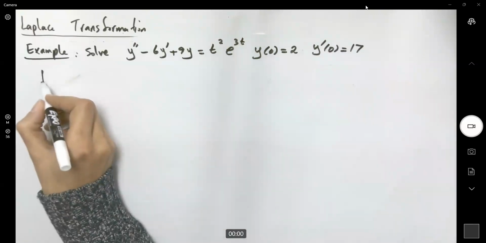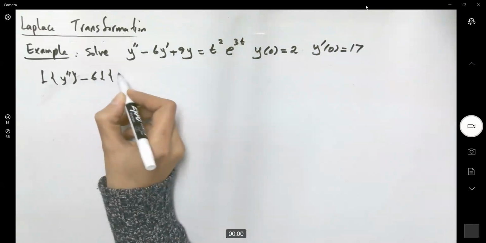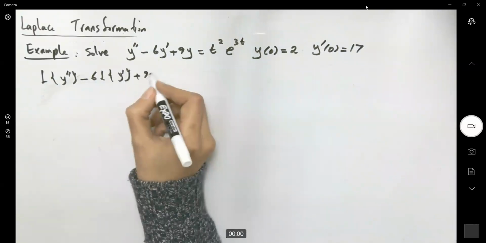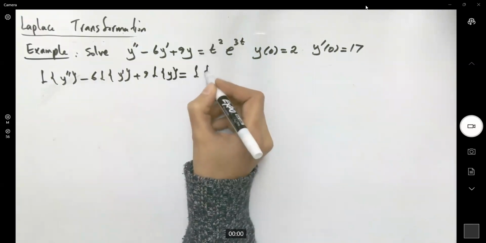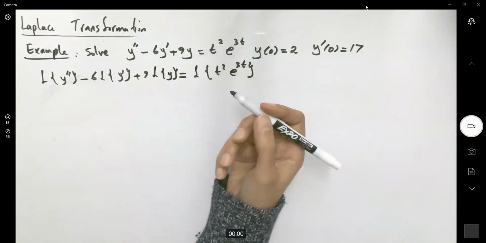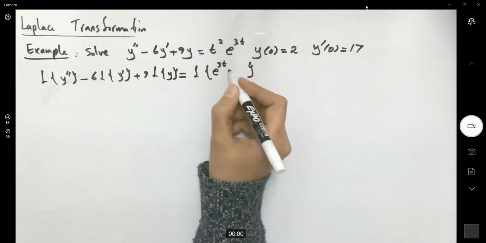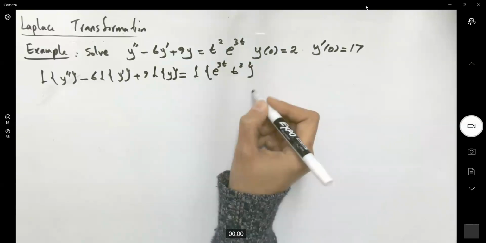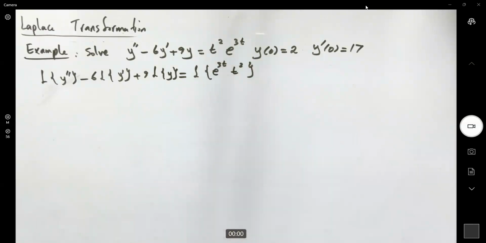So as we know, the Laplace of the second derivative of y minus 6 times the Laplace of y prime plus 9 times the Laplace of y is equal to the Laplace of t squared e to the power 3t, or e to the power 3t times t squared. The order is not important, but if you want to check the first translation theorem, writing it this way can help you identify e to the power at.